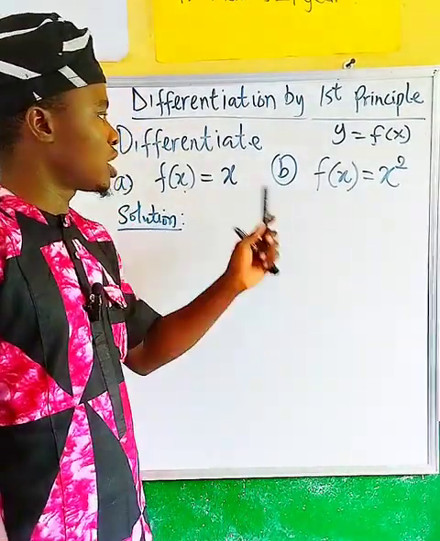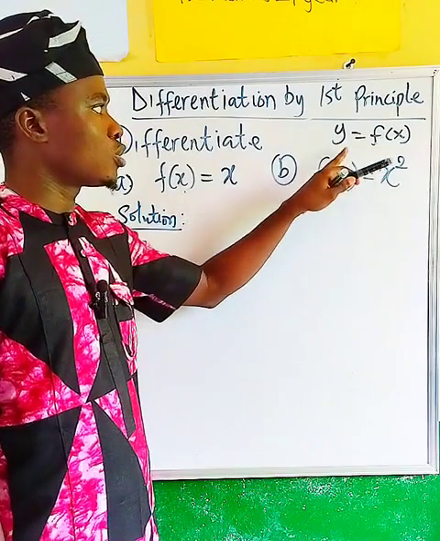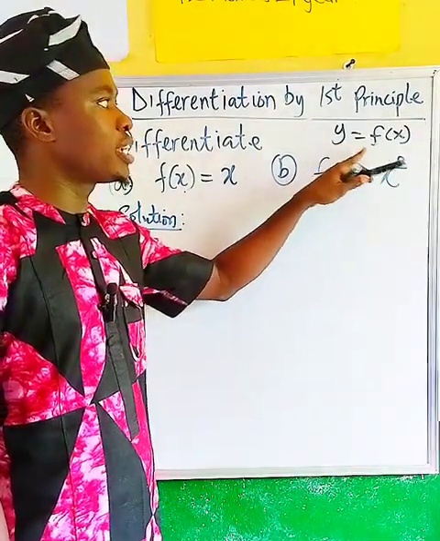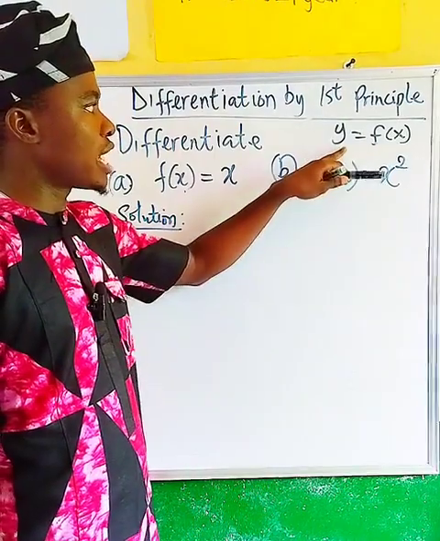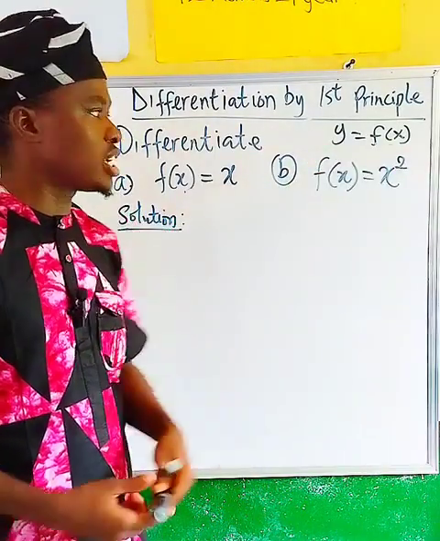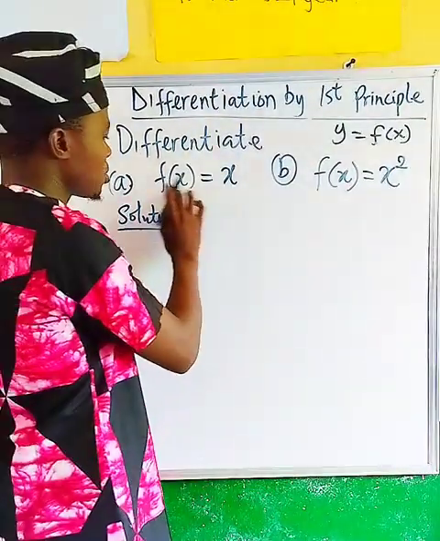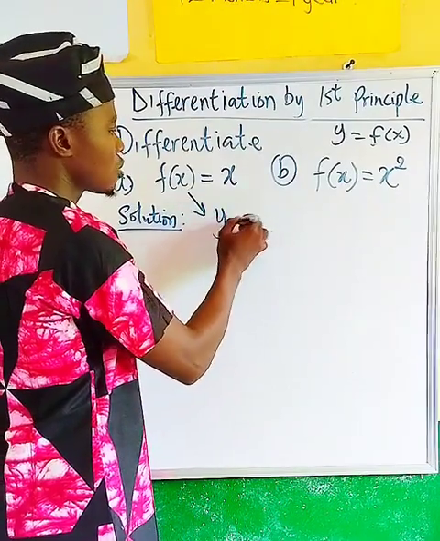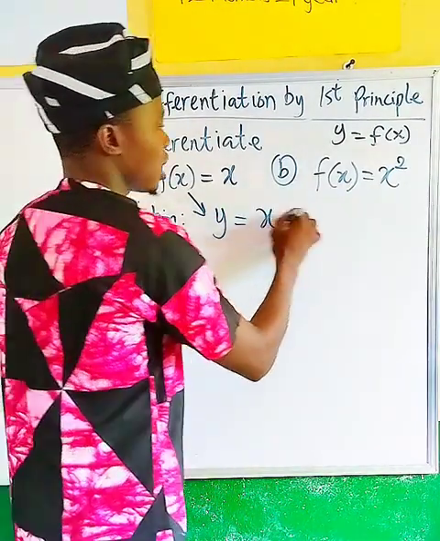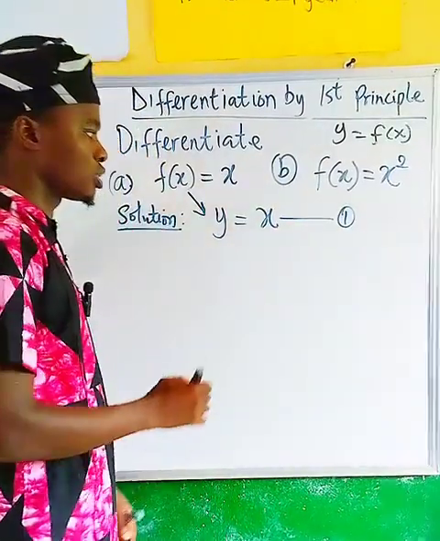I want you to know that whenever you have f of x, it's always y. So therefore we have y equals f of x. That is, y is a function of what? Of x. That's what we are saying. So therefore we can represent this as y equals x, and that is equation 1. Let's label this equation 1.